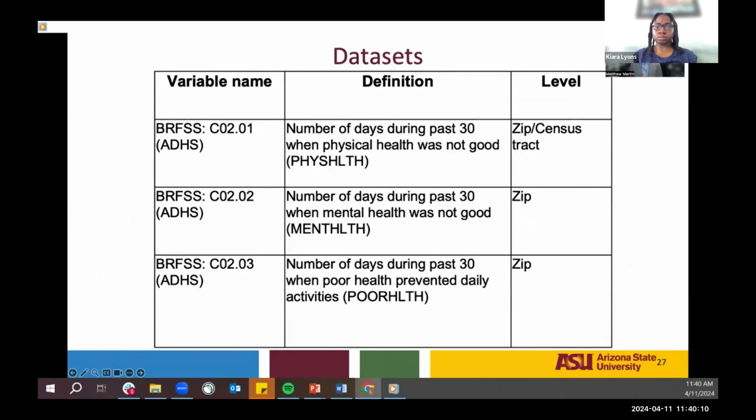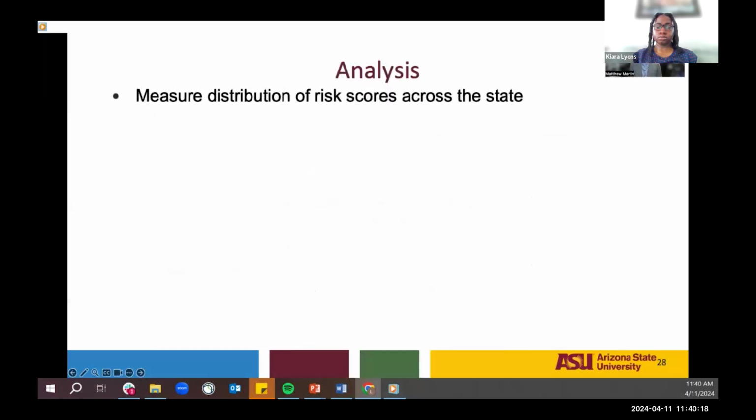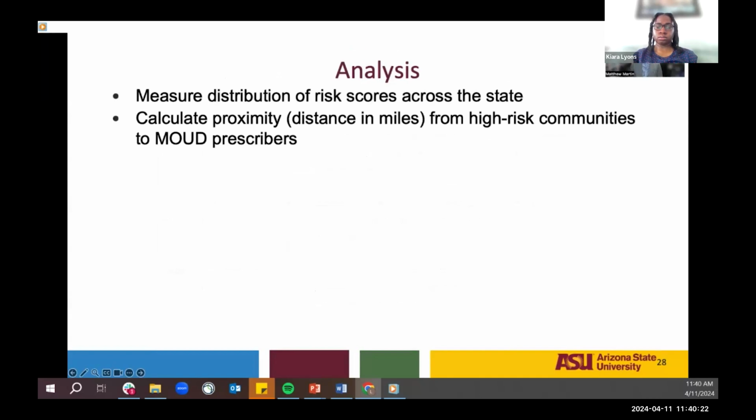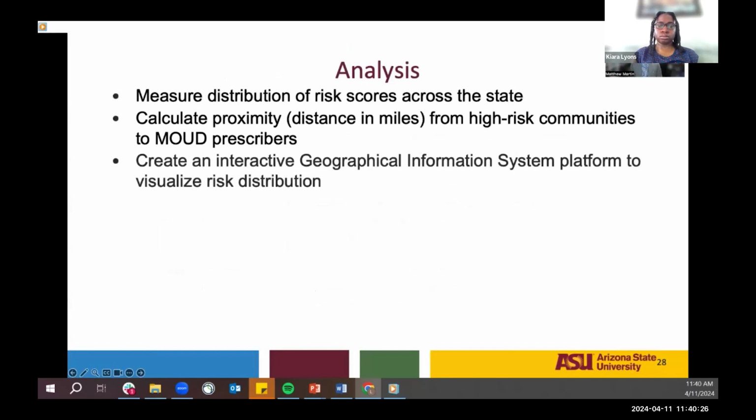So we got access to this survey data on physical health, mental health, and poor health. We measured the distribution of the risk scores across the entire state. We calculated the proximity from high-risk communities to MOUD prescribers. And then we created an interactive GIS platform to visualize the distribution.